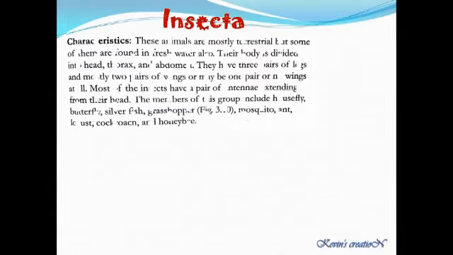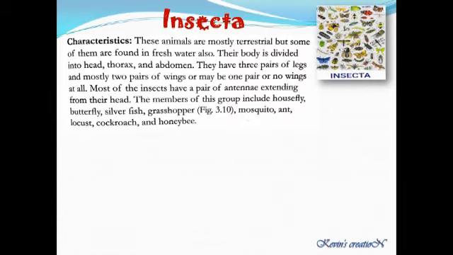Now the last one, Insecta. They are terrestrial. They may live in fresh water also, but here their body is divided into head, thorax, and abdomen. Okay, now they may have 3 pairs of legs, some may have 2 pairs of wings, or else they may have 1 pair of wing. They may not have wings also, but they'll be having a pair of antenna which comes out from their head.